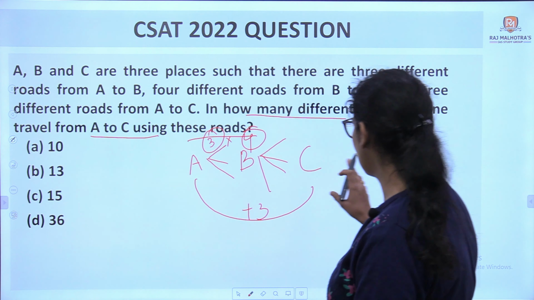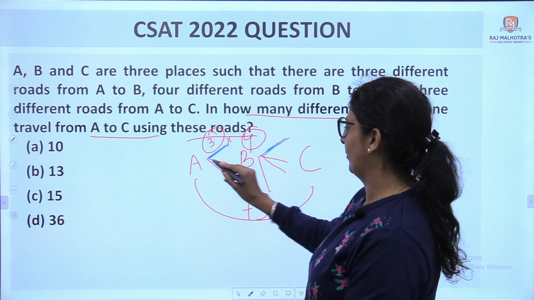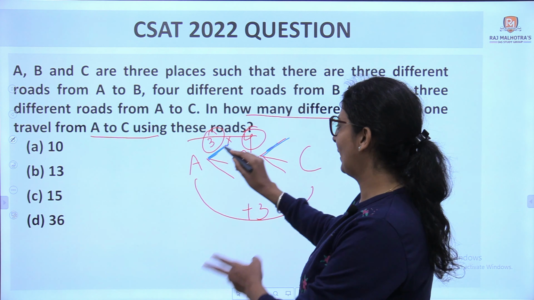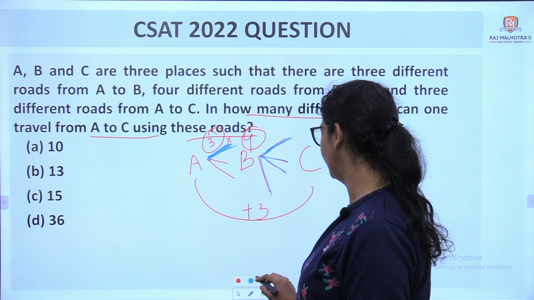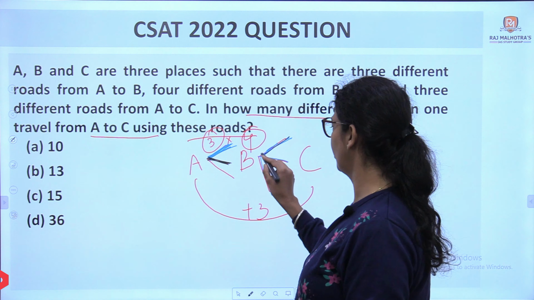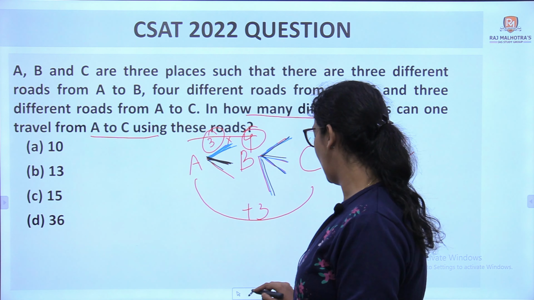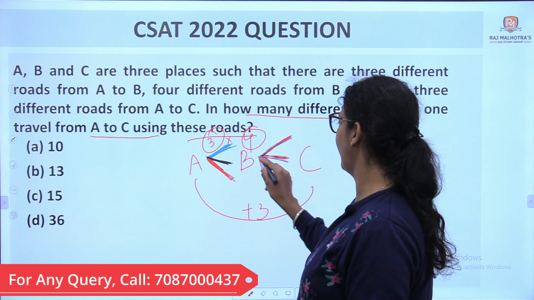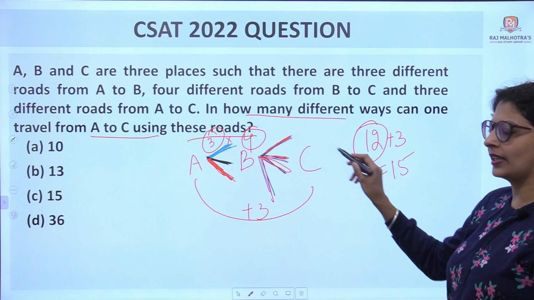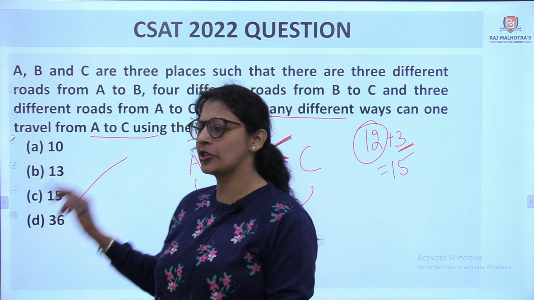So let's check it. Main aapko check karwati hu. A to C via B, we have 12 ways. We can go by this road. This is one road, second, third, four. So that makes four. Now taking this road, one, two, three, four. Again four came, so it's eight. Now from the red one, one, two, three, four. So 4 plus 4 is 8. Then again 4, that is 12. So 12 ways A to C via B plus 3 direct roads from A to C. So the answer is 15. Answer is option number C.